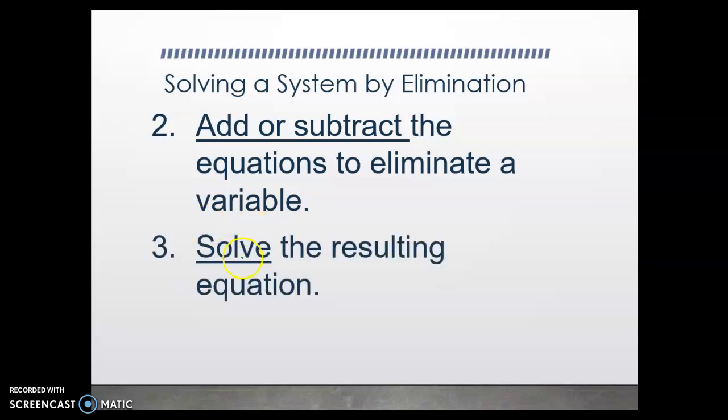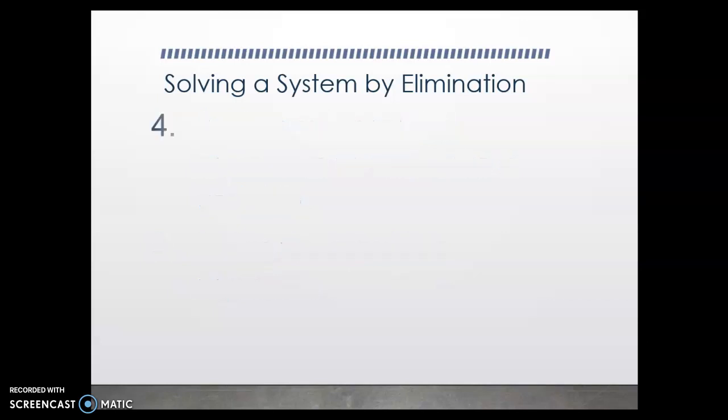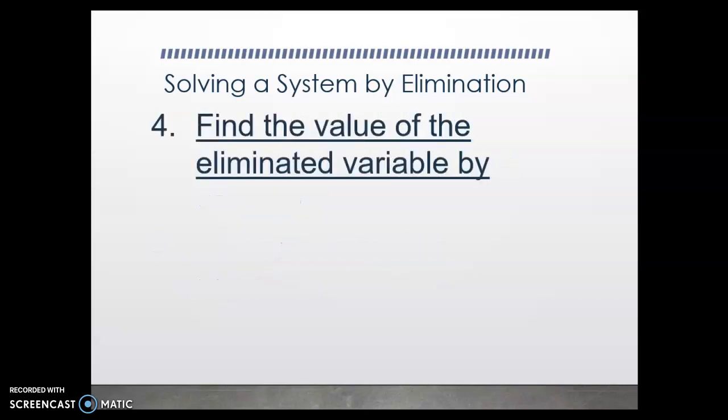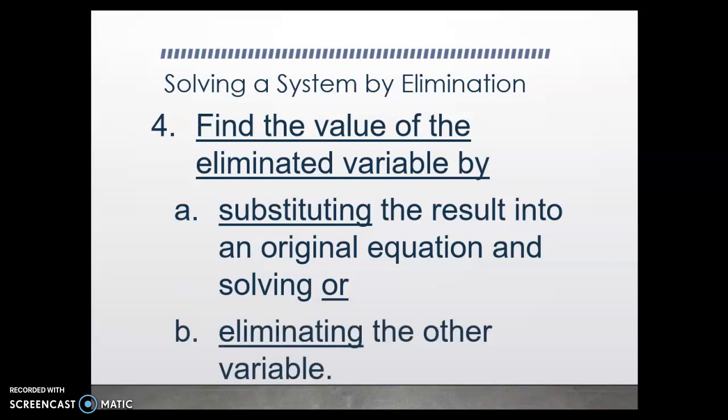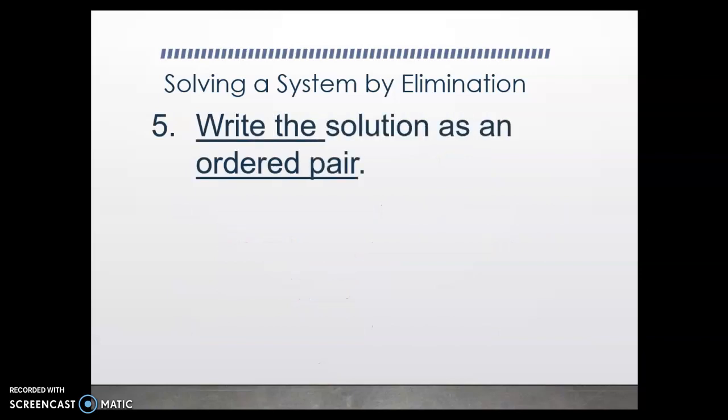Because it will only have one variable, we can solve by simplifying and isolating. Once we have solved for that one variable, we then find the eliminated variable. We can do that by substitution, which we did for most of our examples, or just start from the beginning and eliminate the other variable. So if we eliminated the x's the first time, we can go back to the beginning and eliminate the y's the second time, whichever way you prefer.